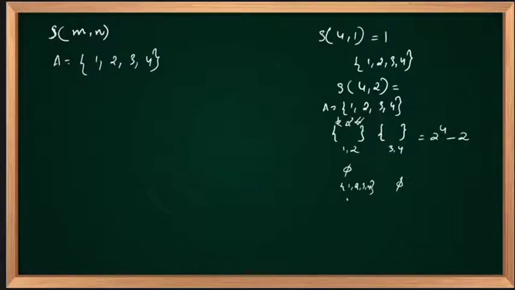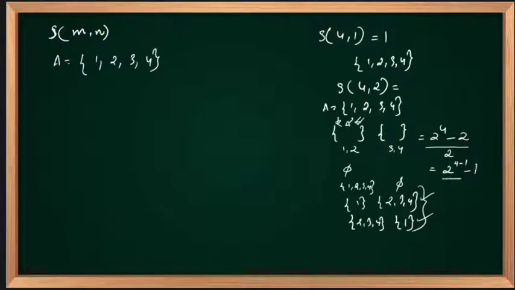Now, if you see a partition like this, for example, I can have {1} here and {2, 3, 4} here, or I can have {2, 3, 4} here and {1} here. These two partitions are actually the same; you are just partitioning into two sets, one containing 1 and another containing 2, 3, 4. That means we are over counting. We are counting every possibility twice, so you have to divide this by 2. So you'll be getting 2 raised to 3 minus 1. If you are going for a generalized formula, S of M comma 2 will be equal to 2 raised to M minus 1, minus 1. So we know that S of 4 comma 2 will have 7 such partitions.